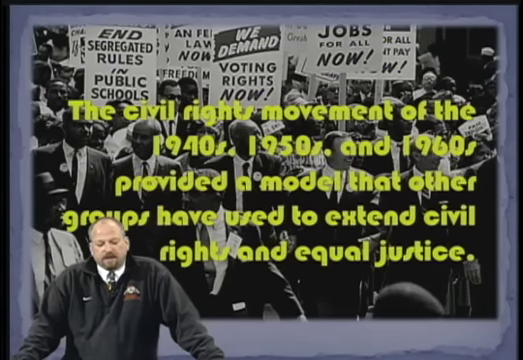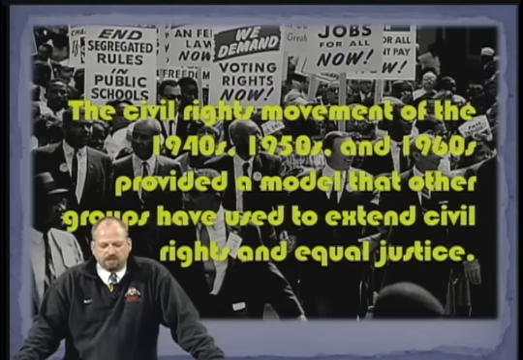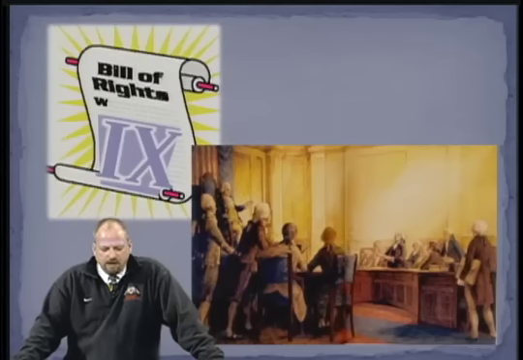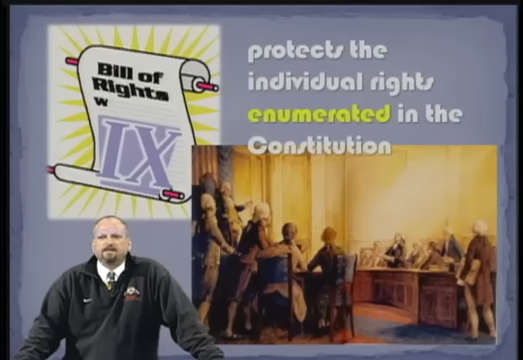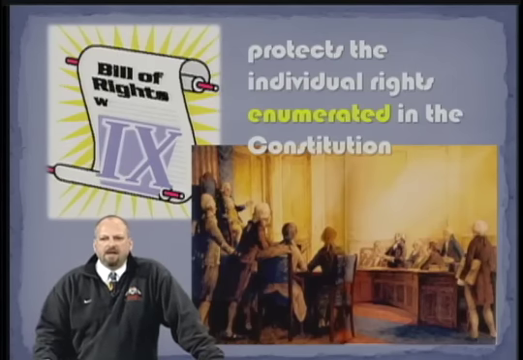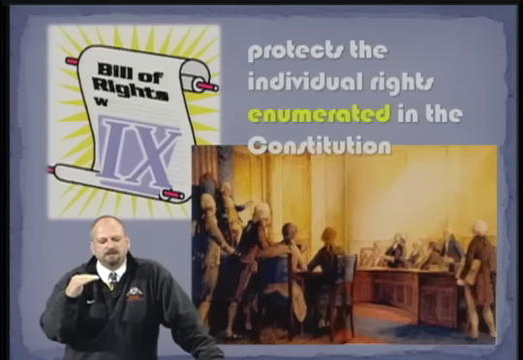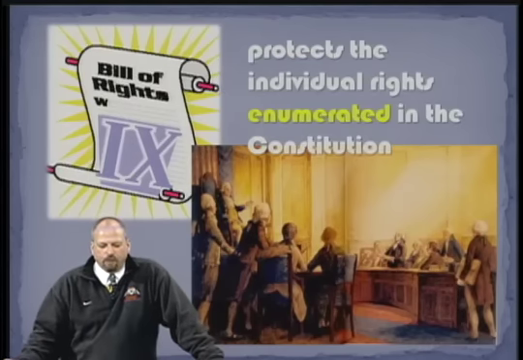The civil rights movement of the 1940s, 50s, and 60s provided a model that other groups have used to extend civil rights and equal justice. Not just protest, but also challenging laws in the courts. The U.S. Supreme Court protects individual rights that are enumerated in the Constitution of the United States. Most of these interpretations have come from the 9th Amendment to the Constitution. These have protected individual rights that, again, are enumerated, that is, extended in the Constitution. Whereas they may not necessarily be listed, they are certainly implied for all Americans.